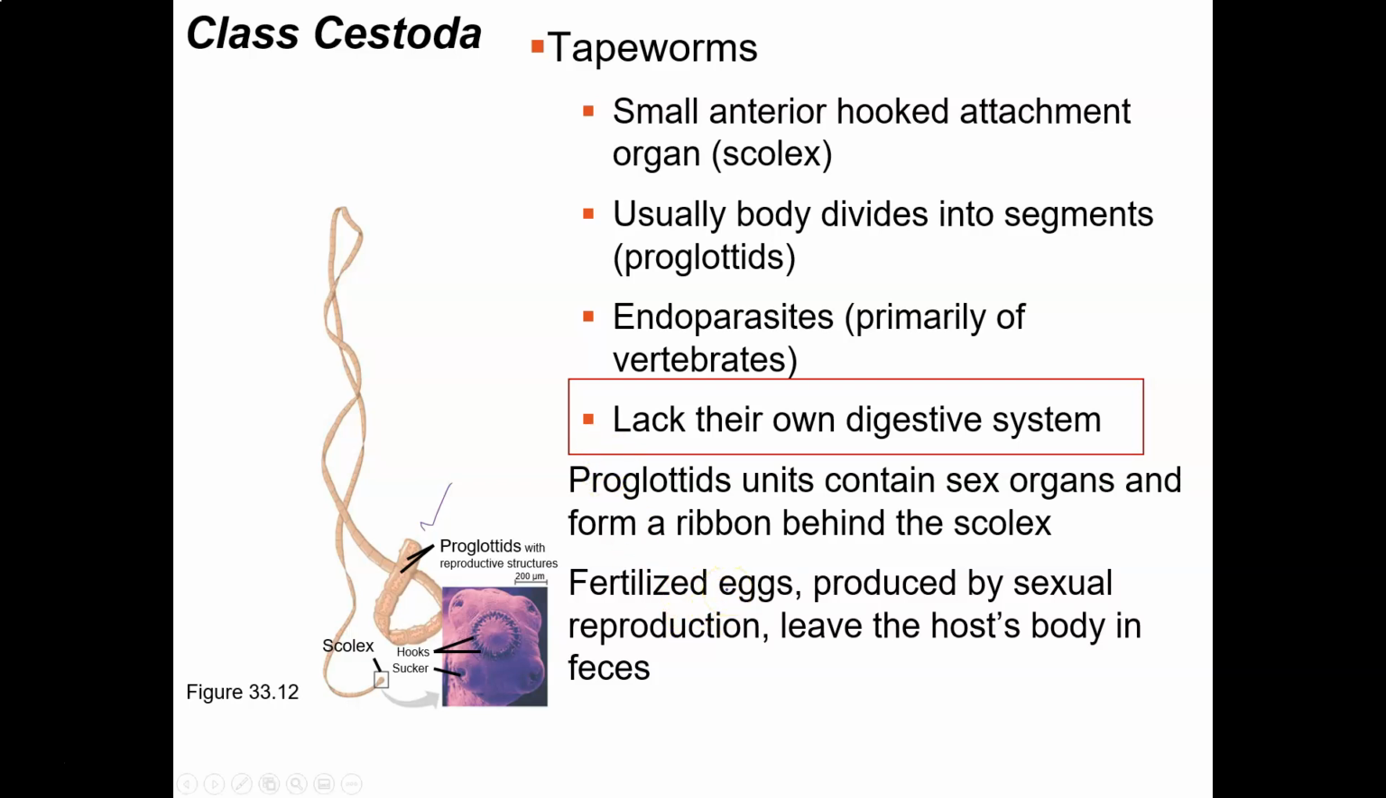This is often a problem with dogs because they like to sniff waste products of other dogs, and that's how they can pick up a lot of these proglottid segments through their nose or through their mouth.